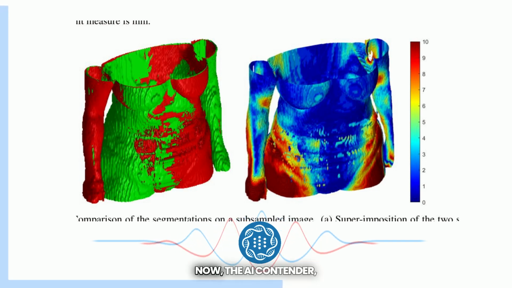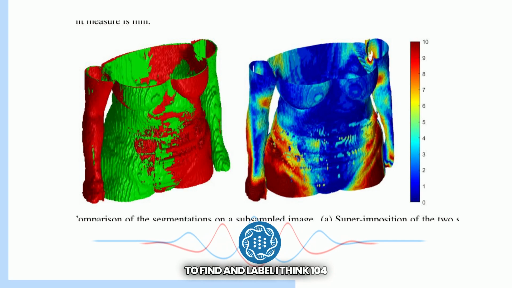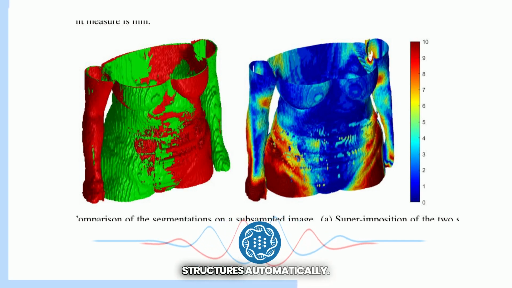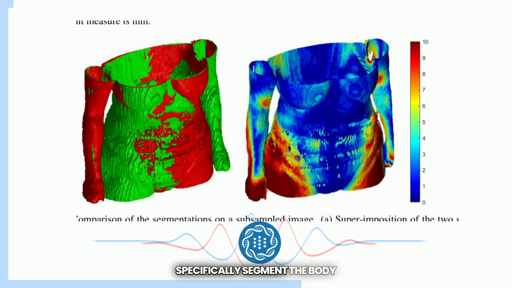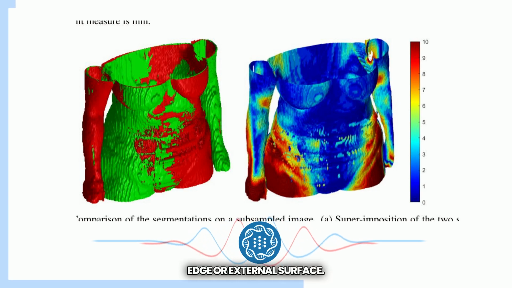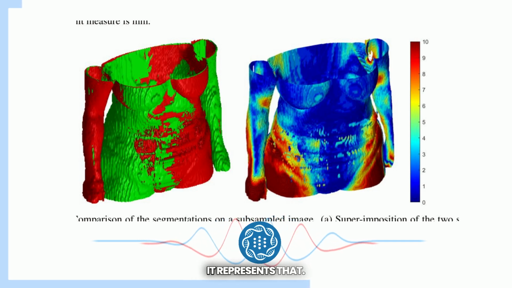Adaptable. Got it. Now, the AI contender, TotalSegmentator, that name implies a lot. It does a lot. It's a big, deep learning model, trained on a massive data set of CT scans mostly. It's designed to find and label, I think, 104 different anatomical structures automatically. Yeah. And the reason the paper chose it is because it can specifically segment the body edge or external surface. And crucially, it's pre-trained. You can just download it and run it. No need for new training for this specific task. It represents that automated, powerful AI approach.